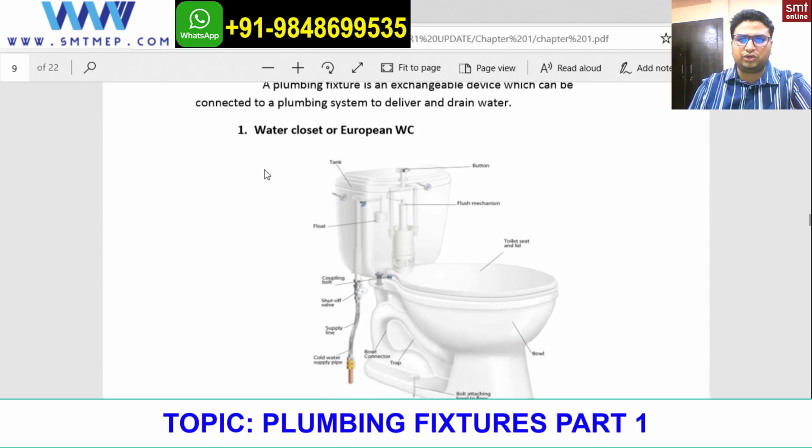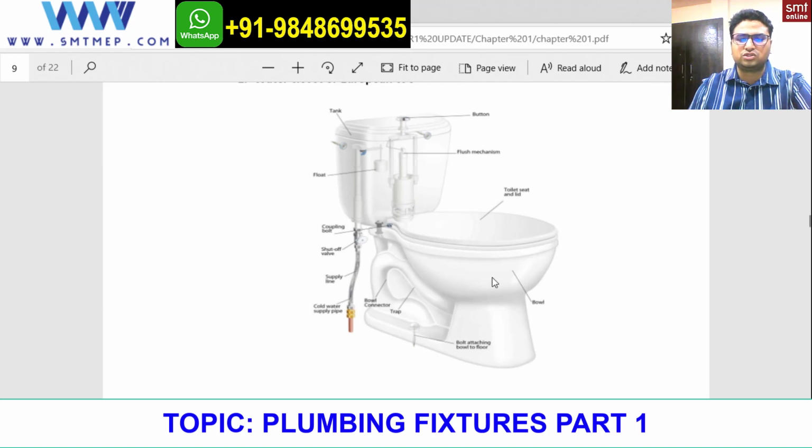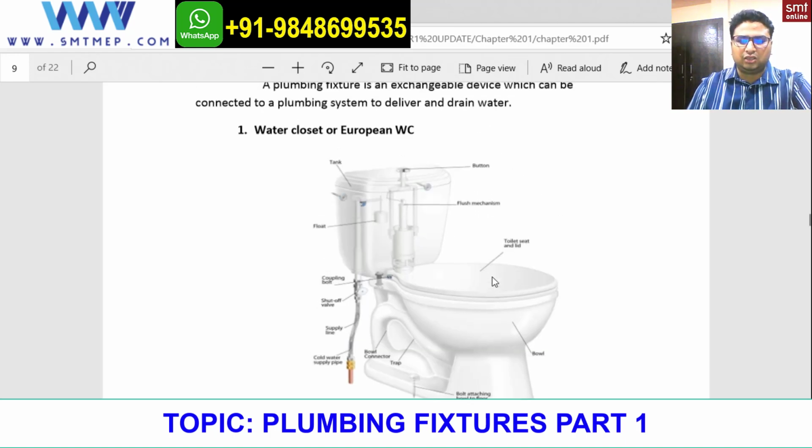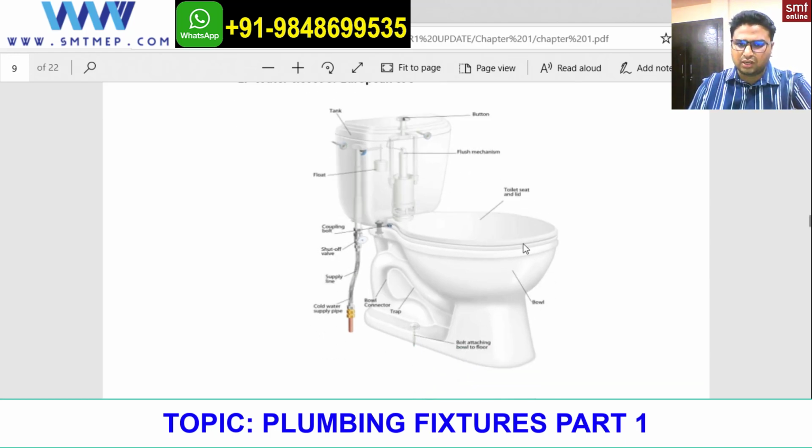The very first thing you're seeing here is the WC, nothing but a water closet. Generally people say WC, which stands for water closet. What you're about to see is a Western water closet, or European, the same thing. This is only the WC. This is something else, do not get confused. Only this bowl you're seeing is a WC, or a toilet seat with lid, and this bowl is only a WC.